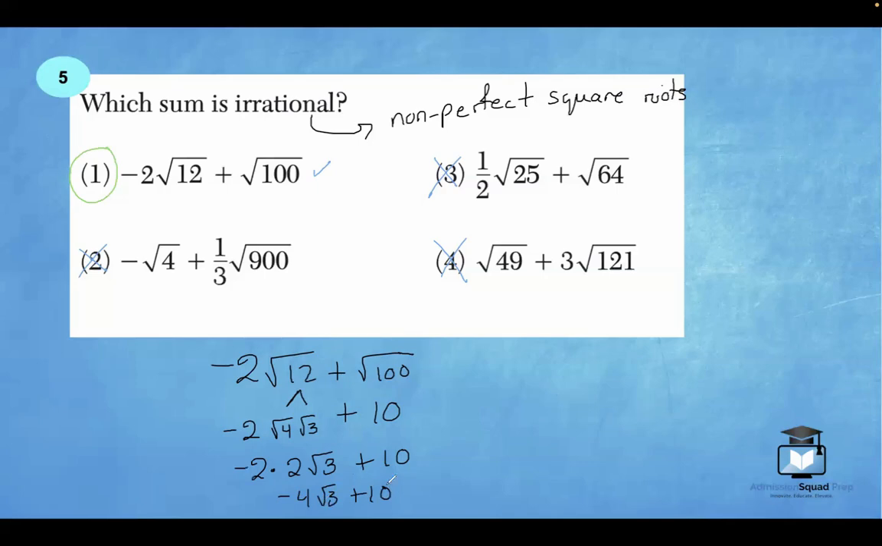Notice these are not like terms. The only way we could add these two terms is if 10 also had a radical 3, and it doesn't. So we're going to leave it as is, and that means this final answer is left with a non-perfect square root. So that is why answer choice 1 is definitely going to be irrational. Another quick shortcut is to enter these answers into the calculator. If you get a perfect number, whether it's an integer or a terminating decimal, that's going to be rational. And if you get a non-repeating, non-terminating decimal, it's going to be irrational.